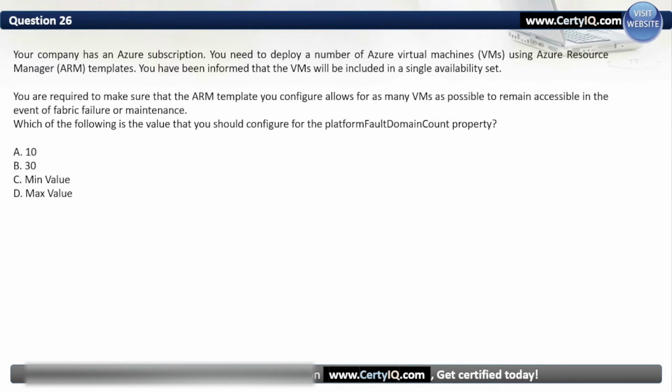Question 26. Your company has an Azure subscription. You need to deploy a number of Azure virtual machines using Azure Resource Manager templates. You have been informed that the VMs will be included in a single availability set. You are required to make sure that the ARM template you configure allows for as many VMs as possible to remain accessible in the event of fabric failure or maintenance. Which of the following is the value that you should configure for the platform fault domain count property?